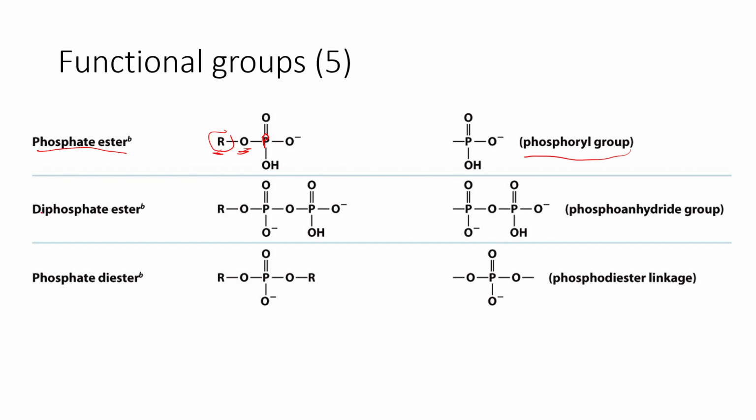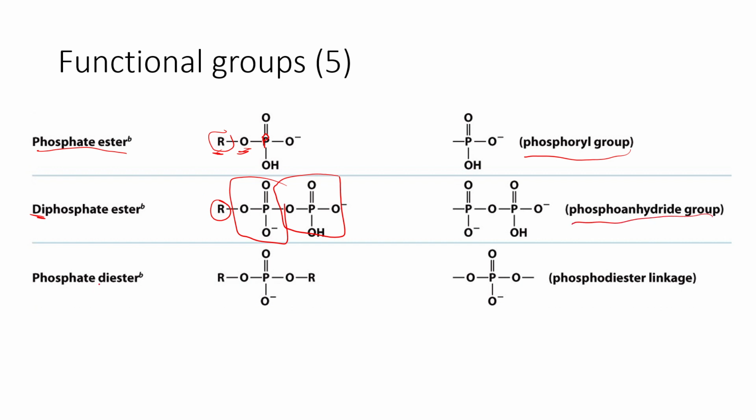A diphosphate ester is similar to the phosphate ester, except there are two of them. So you have your first phosphate ester, and your second phosphate ester, and that's bound to that R group. Without the R group, it's called a phosphoanhydride group.